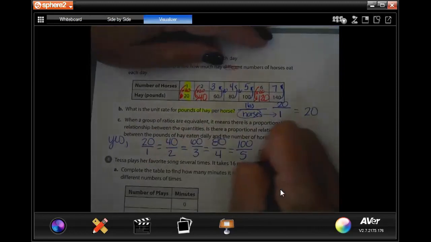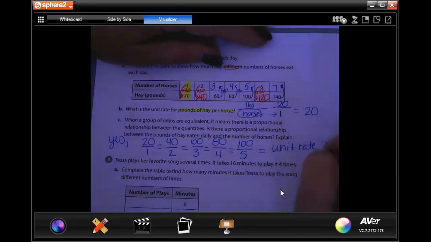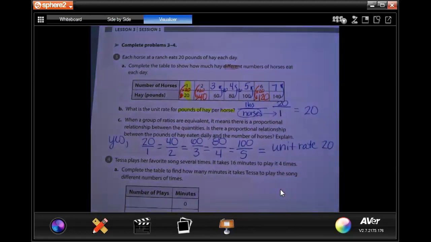They all have a unit rate of 20. And because they do, that is why they are proportional, as Buddy, the Cake Boss guy, would say. Proportion, proportion, proportion. Okay?